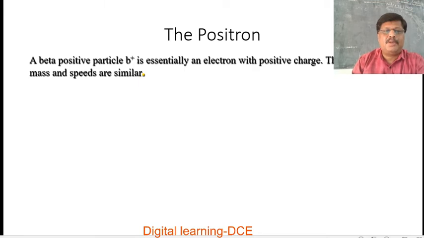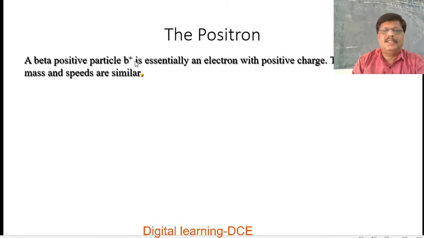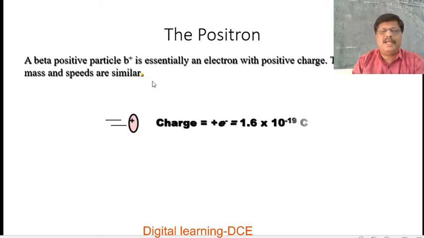A beta positive particle, this is beta plus, is essentially an electron with positive charge, which is called a positron. Also, the positron is an antiparticle of the electron. The mass and speeds are similar to that of beta minus. Beta minus has a negative charge, but the positron has a positive charge.